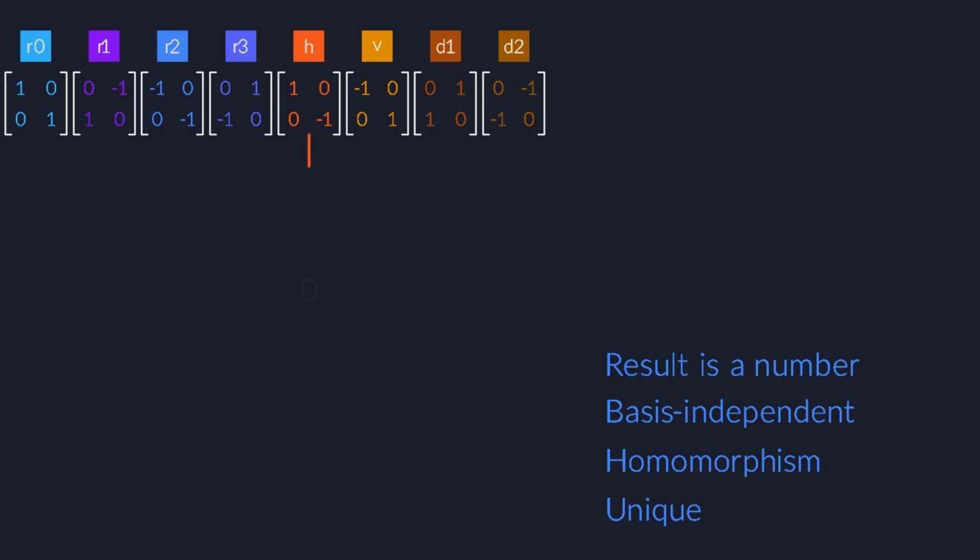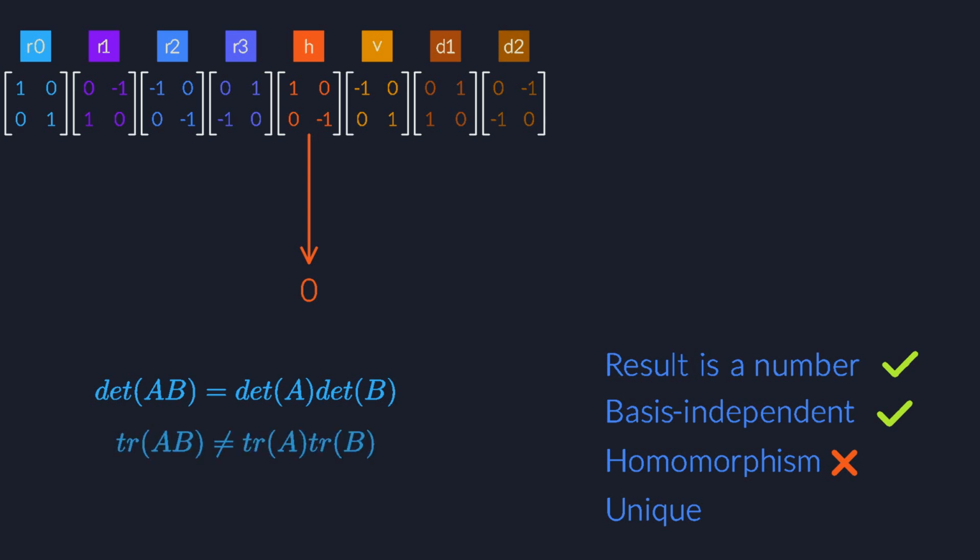Well, there's the trace of a matrix. Just like the determinant, it's also a number, and it's also independent of your choice of basis. Unfortunately, it isn't a homomorphism. When you take the product of two matrices, the determinants behave perfectly. They just multiply. But this is no longer true for the trace. You may remember that the trace has a more additive behavior rather than a multiplicative one. So it would seem that the trace is no good either.